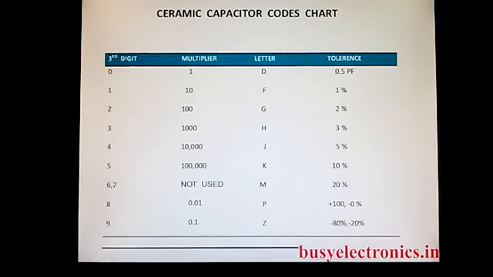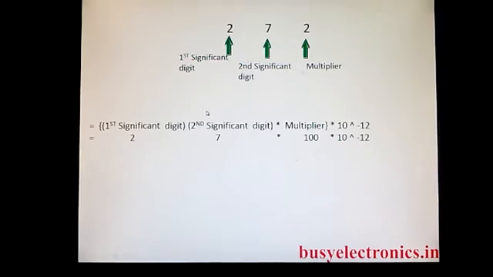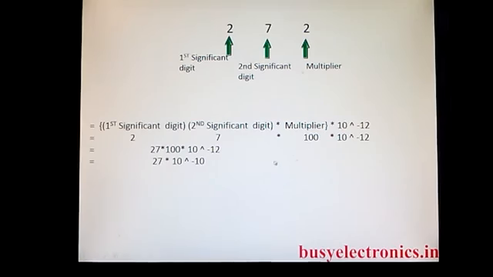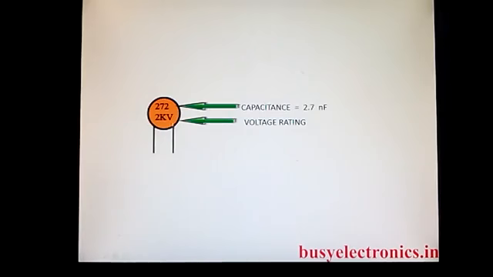So from the table, the third digit, that is the multiplier, has a value 2, and so the multiplier value corresponding to it is 100. So for the multiplier we write 100, and similarly the first and second significant digits are written from the above. Also the whole is multiplied with 10 raised to minus 12. So after multiplying all these numbers, we obtain the value to be 2.7 nanofarad. So the capacitance value of the corresponding capacitor here is 2.7 nanofarad. So this is the capacitance value for this capacitor.